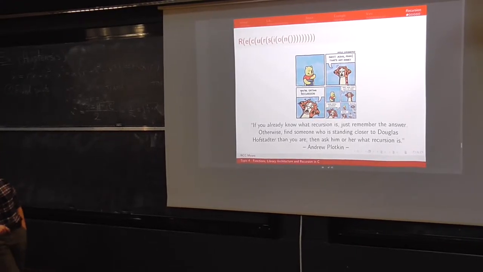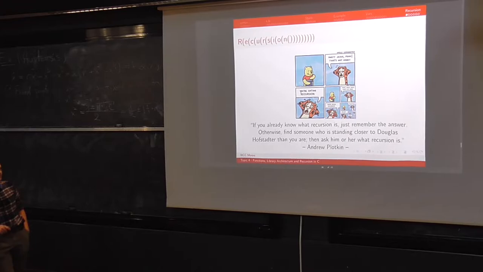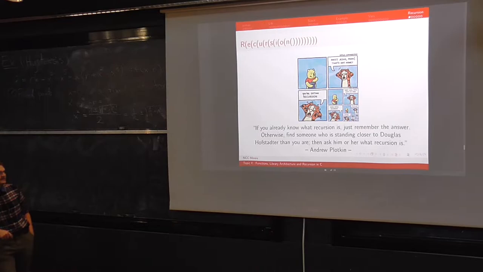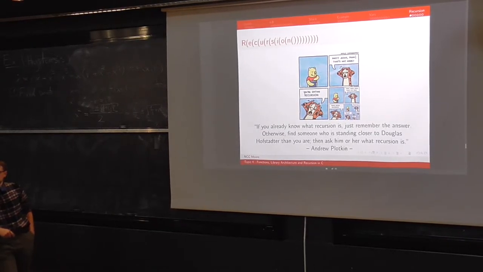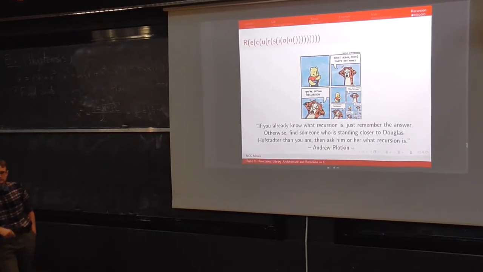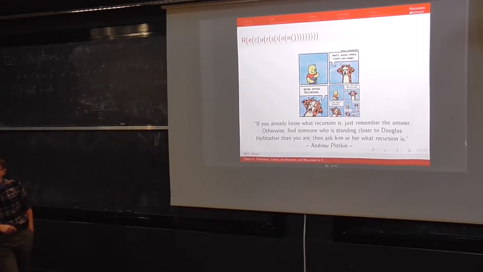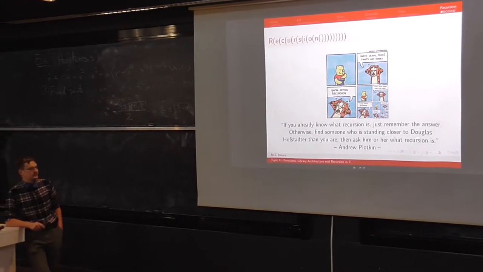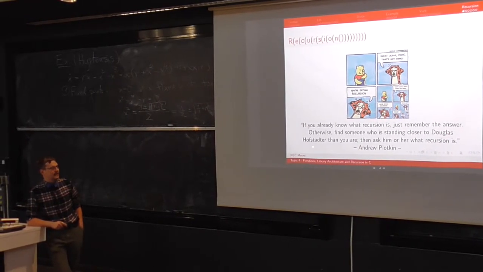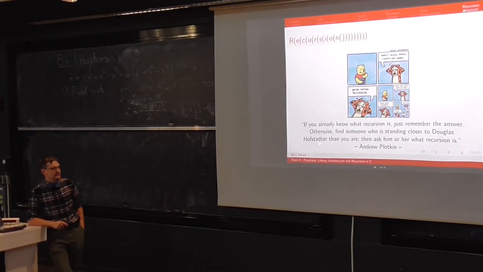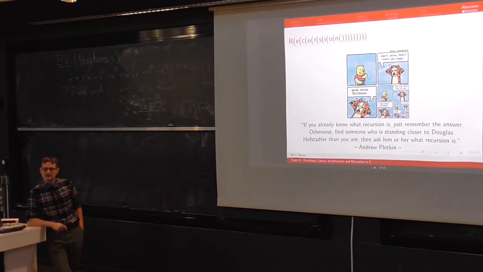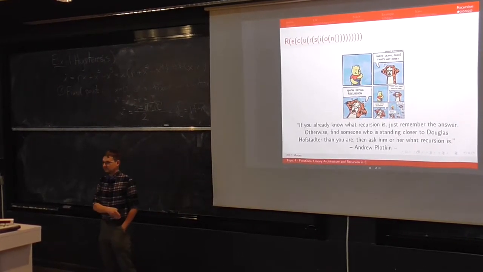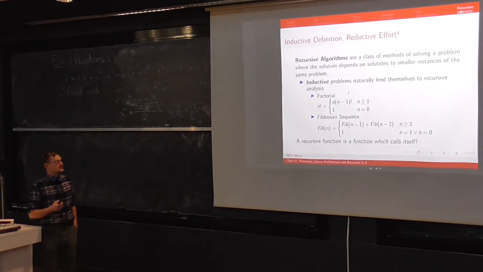So, if you already know what recursion is, just remember the answer. Otherwise, find someone who is standing closer to Douglas Hofstadter than you are, then ask him or her what recursion is. So, that is a recursive algorithm to define recursion, right? Because if everybody does this, then eventually someone will ask the guy who knows what recursion is, Douglas Hofstadter, and then he'll tell them, and then they'll pass that back up the chain, and then you'll know eventually. This is how recursion works.